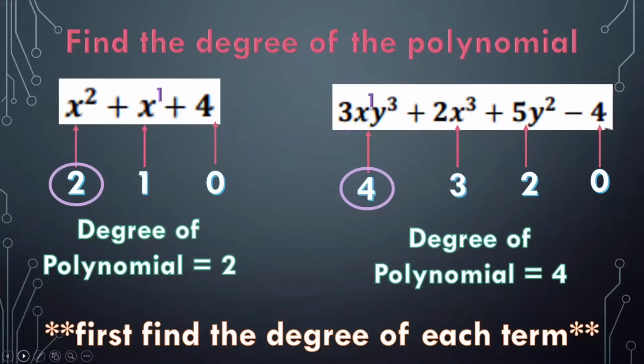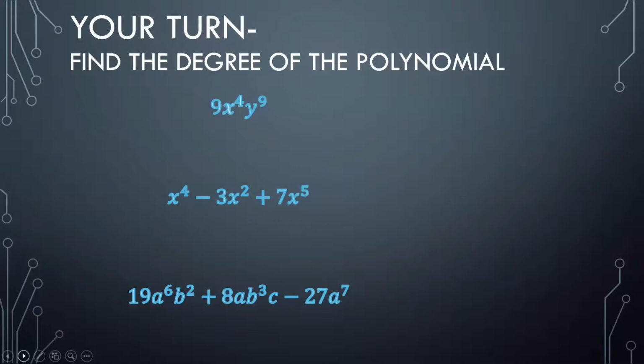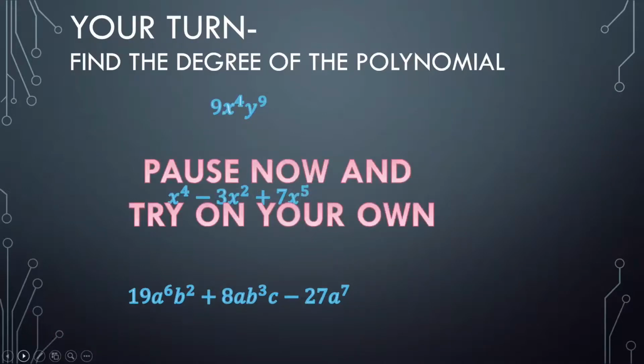If I were to give it a specific name, my polynomial with the degree of 2, that's a quadratic. Then I come over to this other polynomial with the degree of 4, that's a quartic polynomial. Is it all coming together how those names come into play? Okay, your turn. Pause now and try these on your own. It's really important that you try them. We're going to go over them using a pencil so you can always go back.